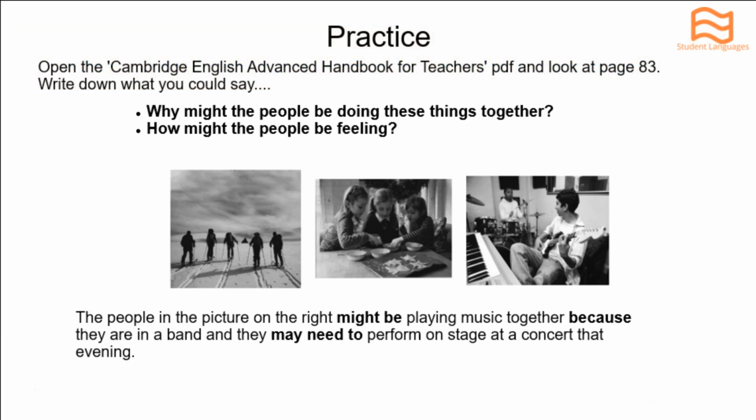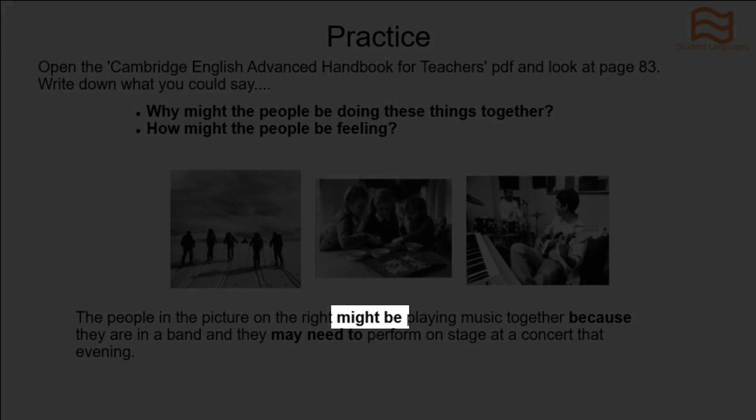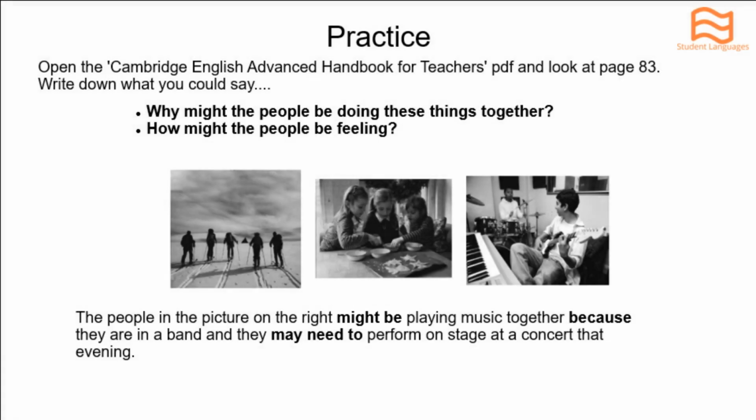So this is what my answer is. I say, the people in the picture on the right might be playing music together because they are in a band, and they may need to perform on a stage at a concert that evening. So, I've put some words in bold in my answer here. The first one's might be. Might be is a really useful phrase for speculating. I don't know what they're doing for definite, and so I'm speculating, I'm guessing, and I say they might be playing music together.